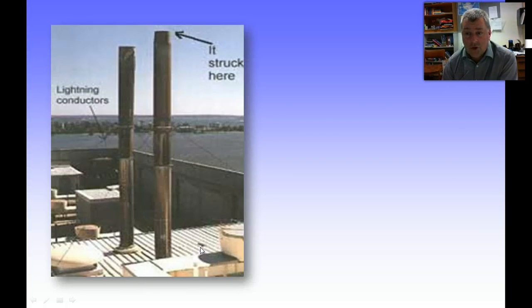Okay, and so most tall buildings will have lightning conductors on their roof, but this is a bit of a fail in that here's some chimneys, there's the lightning conductor, and the lightning actually hit the highest point, which it would, because generally speaking lightning finds the path of least resistance to the earth. So that was a bit of a fail.